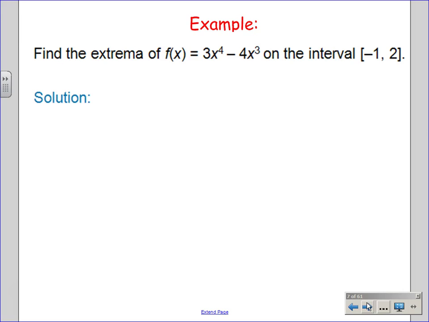But this one is an easy one. Why is it easy? It's a polynomial, which means it's continuous. And, well, yeah, and differentiable. And it's on a closed interval. EVT says there is an absolute max, there is an absolute min. And it's going to happen at the critical points and or the endpoints.